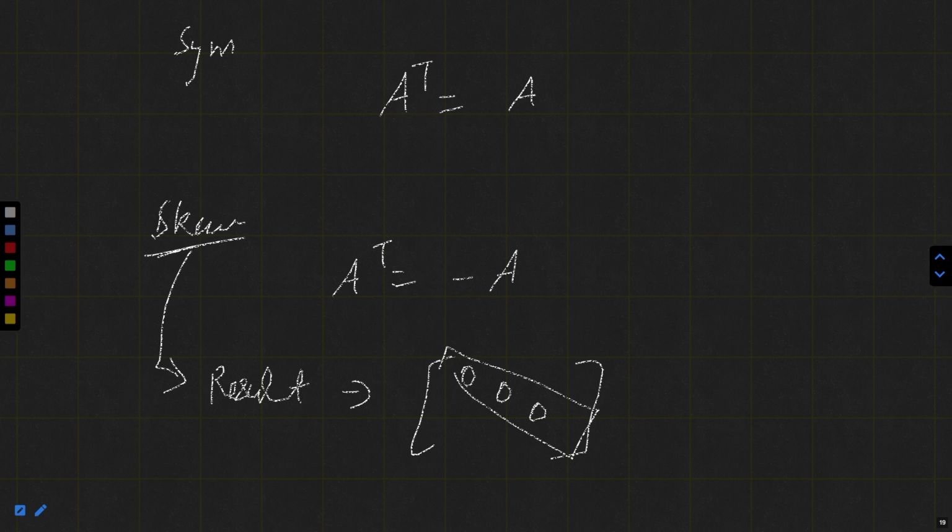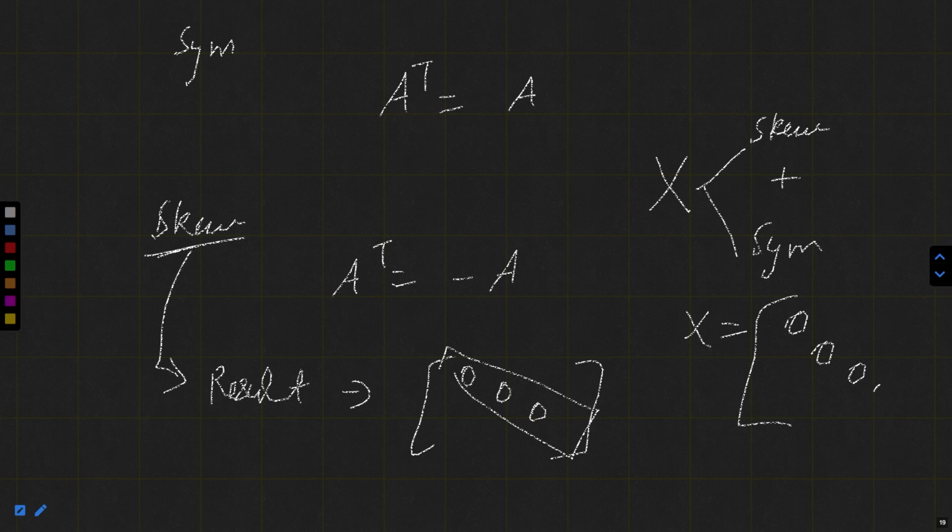Say that our X matrix is both skew as well as symmetric. So this means X must have 0 entries at the diagonals. Okay, as you can see. What about the other entries? Okay, we will see.